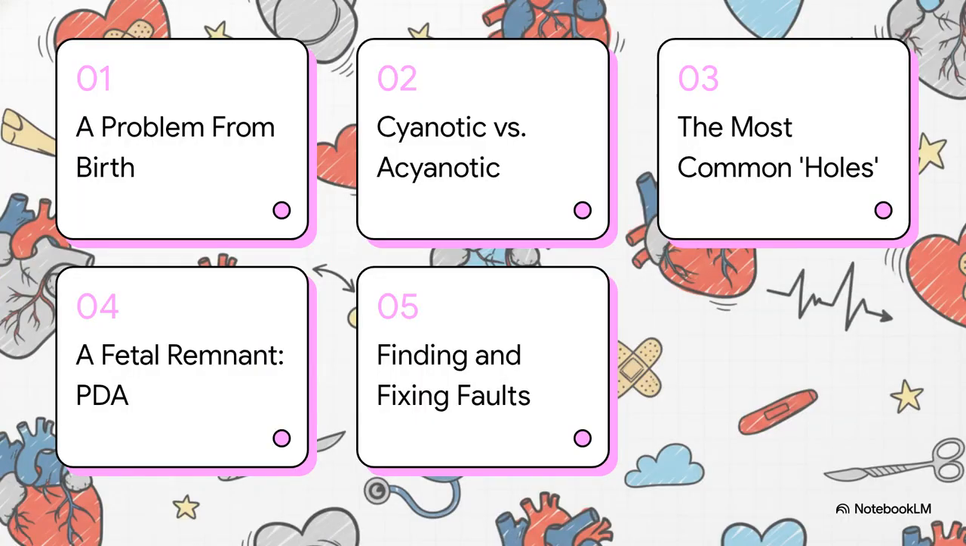So, here's a quick look at where we're headed. We'll talk about how these defects are categorized, which is super important. Then, we'll dive into the most common holes in the heart. After that, we'll explore something called a PDA, which is a leftover from our time in the womb. And finally, we'll wrap up with how we find and fix these issues today.